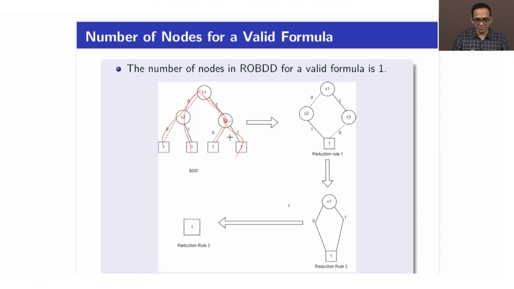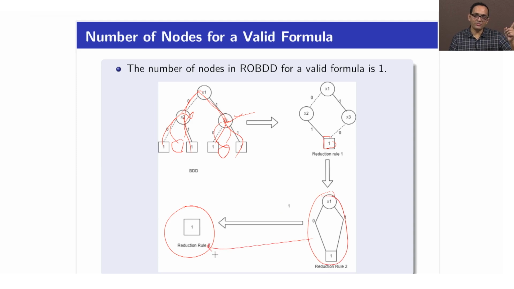So, in this case, if I try to apply the rule, I will combine this into a single node, and then this node becomes redundant. Similarly, if you combine this into a single node, this will be redundant, and if you remove this, you will effectively end up with a single node. So, for a valid formula, the ROBD will have a single node of 1.